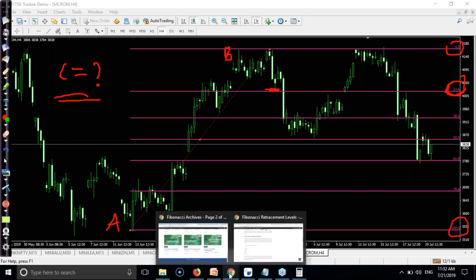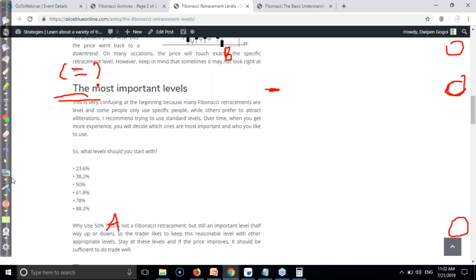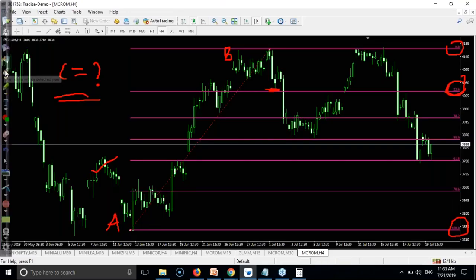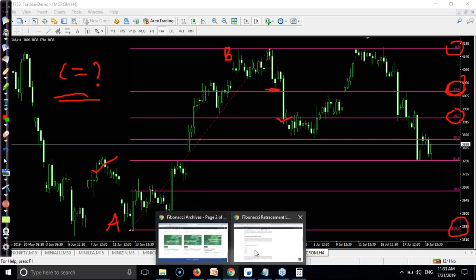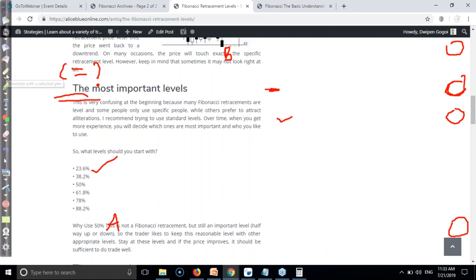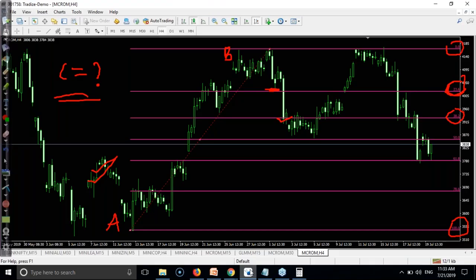I told you 23% is also important. Next, you can see here, the next is 38%. This is a 38% retracement. That is also important. We can enter here also. Now you can see we can enter here also.